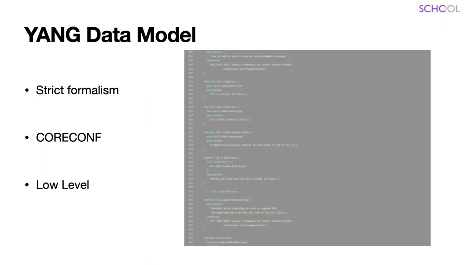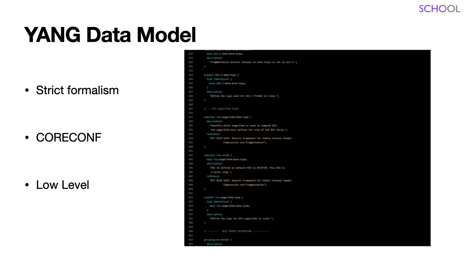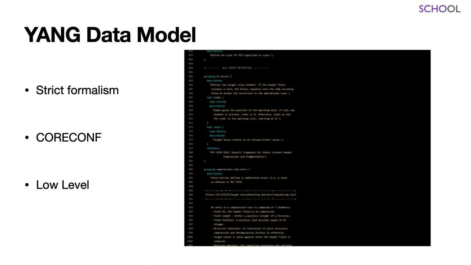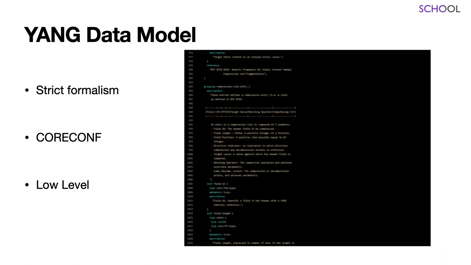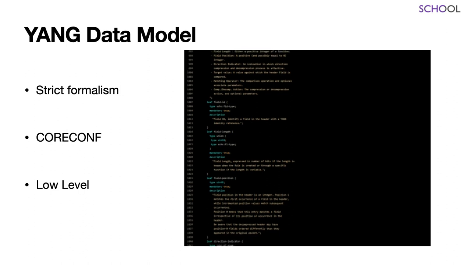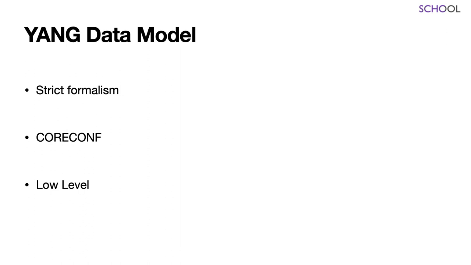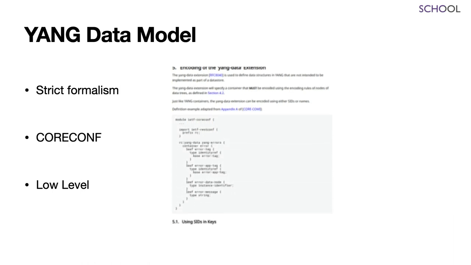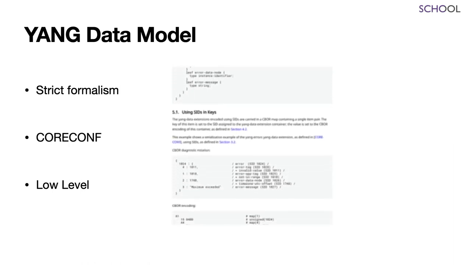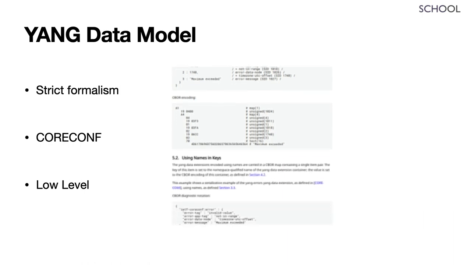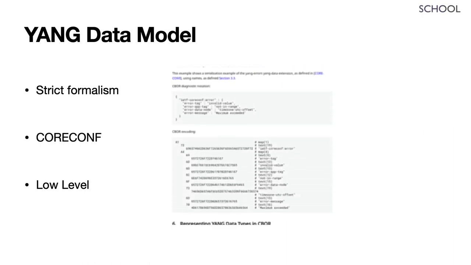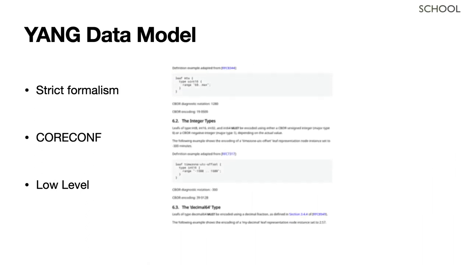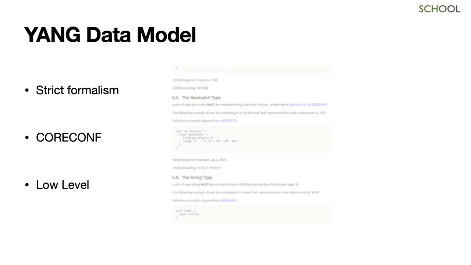Firstly, YANG has a strong formalism that can be challenging to work with when producing a data model. However, this strict representation ultimately leads to easier implementation and reusability. Secondly, we'll be using CORECONF to represent our data model, which is relatively new and therefore may not have all the tools available that are found when we are using JSON or XML. However, the representations are often equivalent, so it is relatively easy to switch between them.